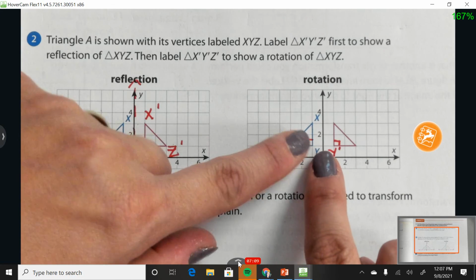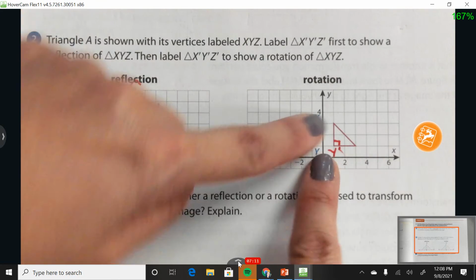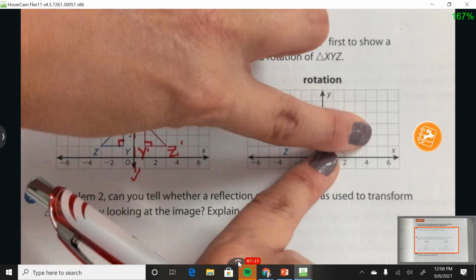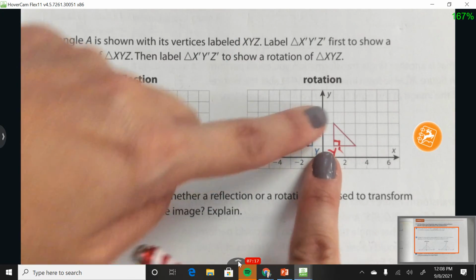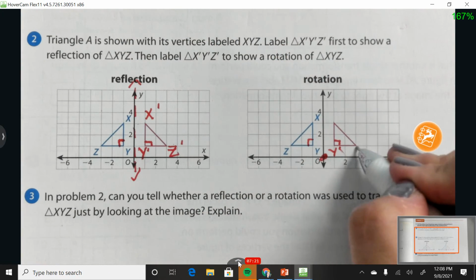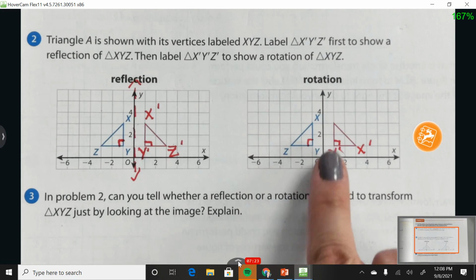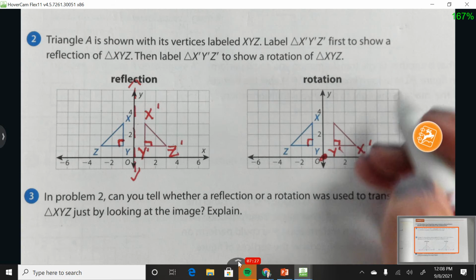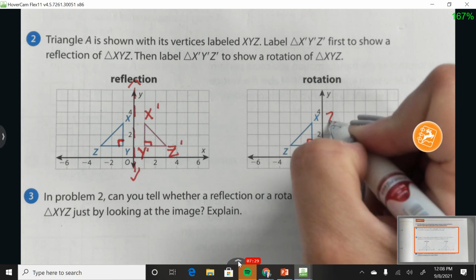If I take this image and I spin it, look guys, I'm taking this image and I'm spinning it around, where is X going to be at when I spin it? Right, the one on the bottom down here. So this is X prime. I took it and I spun it. X goes to the bottom, and then Z is up here, right?